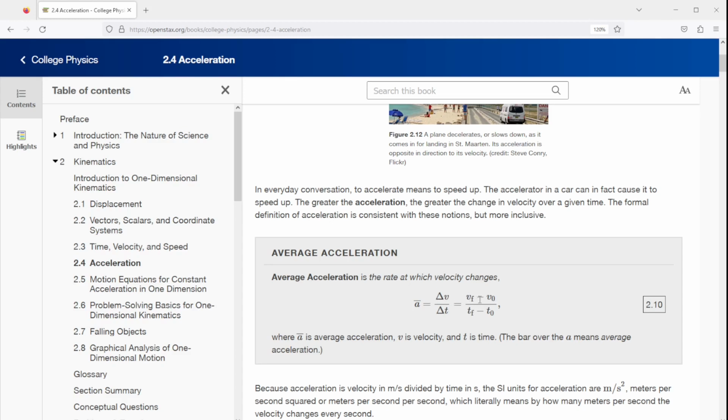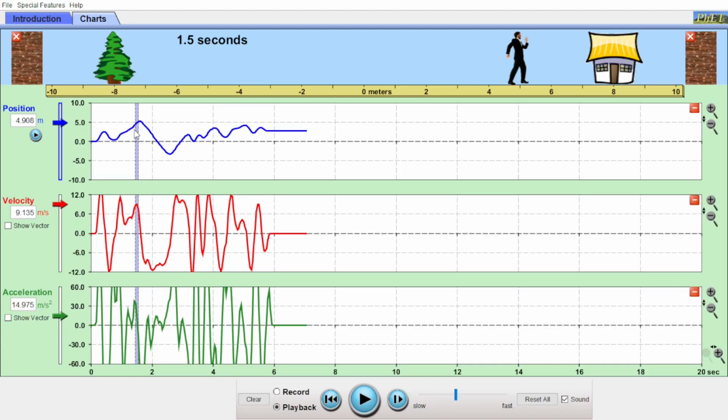It doesn't change. The final is equal to the initial because velocity is constant. And therefore, acceleration would be zero during any interval where the velocity was constant.